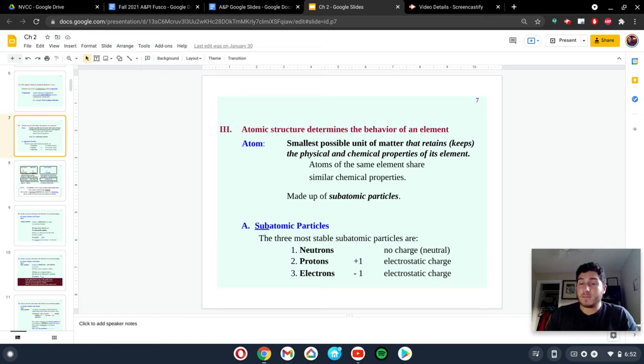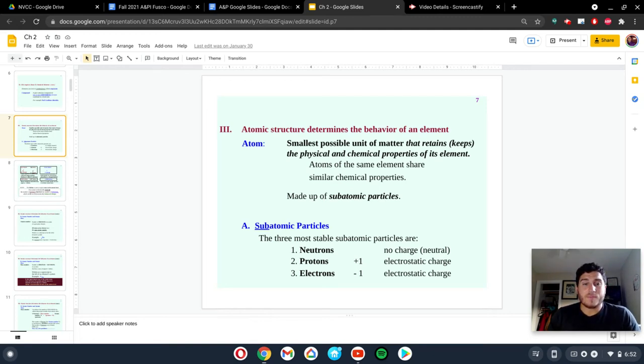Can I take atoms and split them off into their smaller stages, the subatomic particles? Sure, but it's no longer that atom. So, for example, if I take carbon and take away its protons, it's no longer carbon, right? So with that said, an atom is the smallest unit.